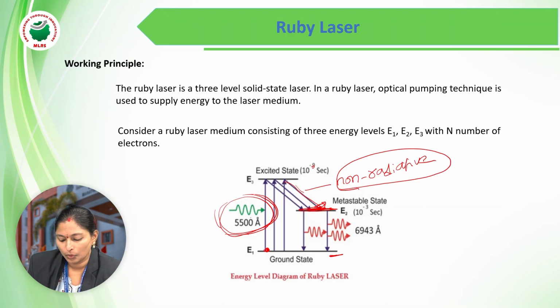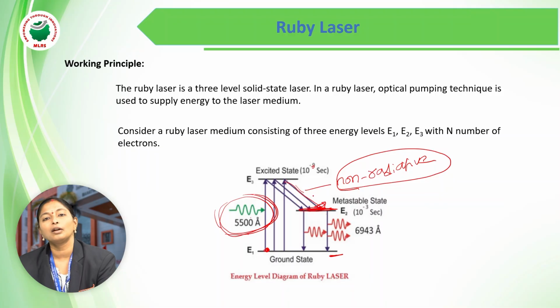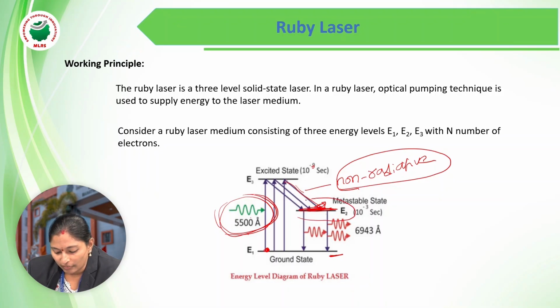From the excited state to the metastable state, what is going to happen? The atom goes through a non-radiative transition, so only heat energy is generated. If the process is continuous like this, what is going to happen? The population is created at the E2 level, because this is a metastable state. That's why the atoms will stay for a longer time.